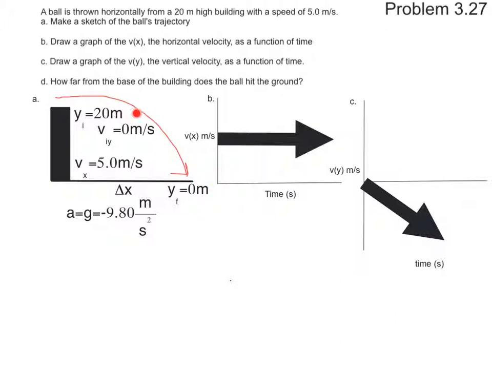The initial velocity in the y direction is 0 meters per second because it says the ball is thrown horizontally. So because there's not an angle, my initial velocity in the y direction is 0 meters per second. The final velocity in the y direction I do not know, but I know that the ball accelerates in the y direction at negative 9.80 meters per second squared.